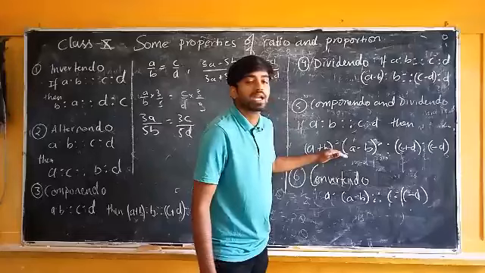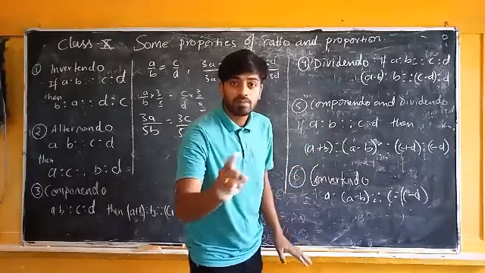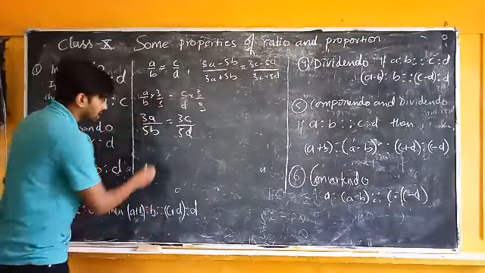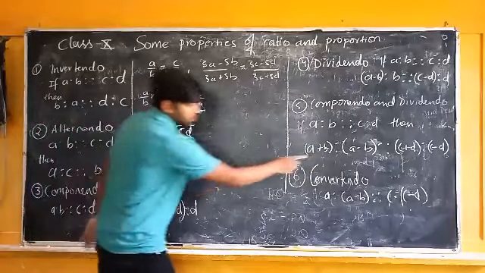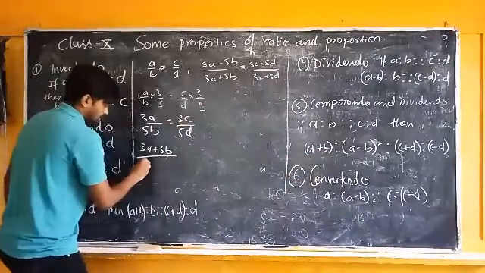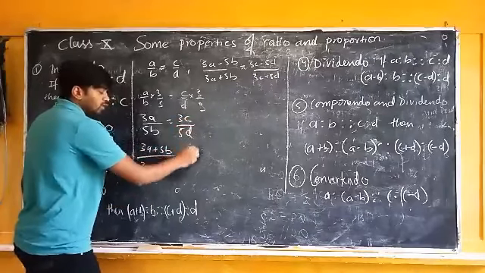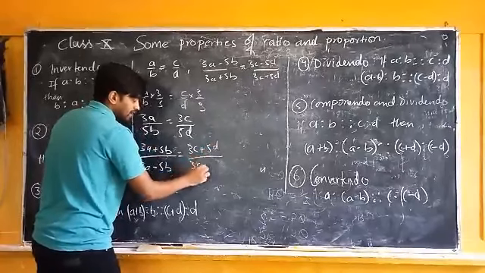Componendo and dividendo क्या कहता है? A plus B and A minus B. A plus B. What is A? This is A. This is B. So I'm writing down 3A plus 5B और नीचे क्या लिखूंगा मैं? A minus B. 3A minus 5B. इधर क्यों नहीं करूँगा? 3C plus 5D and 3C minus 5D.